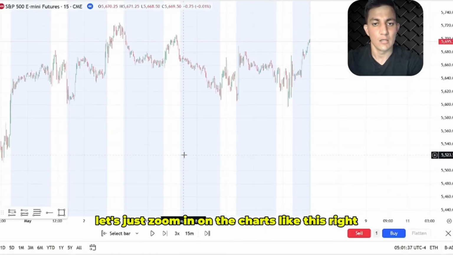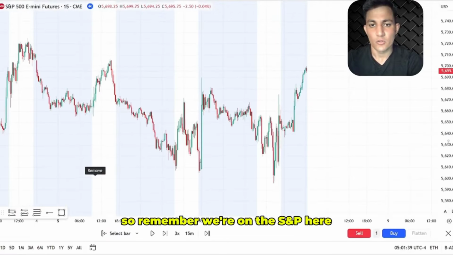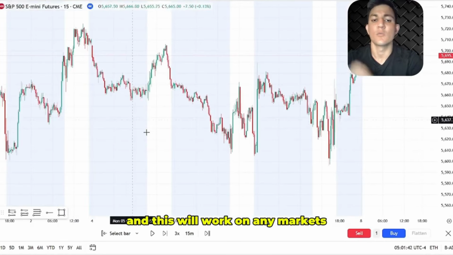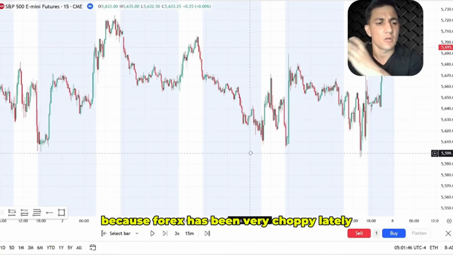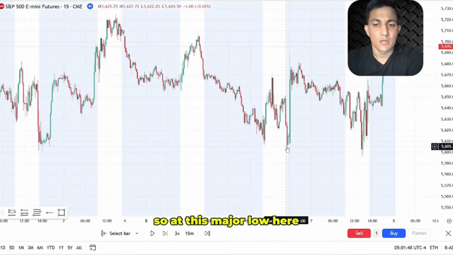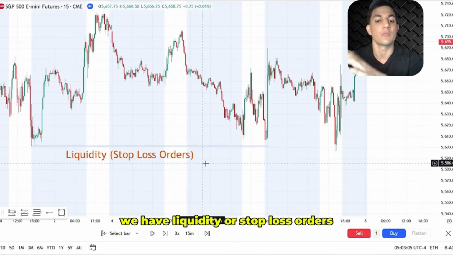Let's just zoom in on the charts like this, right? So remember, we're on the S&P here, and this will work on any market. I'm just showing you on the S&P because Forex has been very choppy lately. So at this major low here, we have liquidity or stop loss orders, whatever you want to call it.